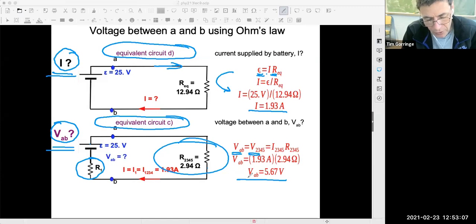5.67 volts. So what we just learned is that 5.67 volts are across this portion of the circuit, and the remainder, about 19.3 volts, will be across this piece of the circuit. And so that's how the battery's EMF is subdivided between the different elements of the circuit. Anyway, that's an example illustration of a problem involving a more complicated circuit.